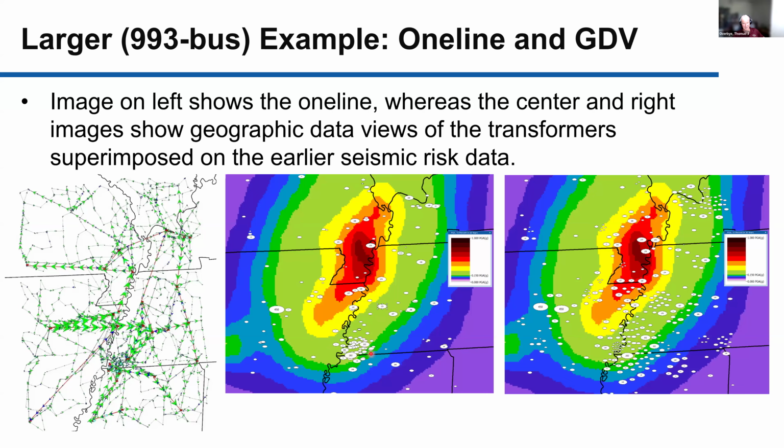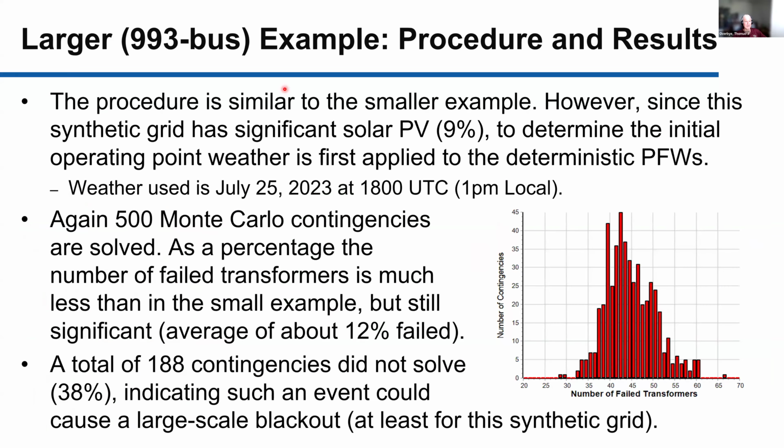You just can't see them because they're kind of geographically on top of one another. When we did the analysis, I ran 500 Monte Carlo contingencies. This is the histogram of how many transformers failed. Fewer transformers failed, about 12% failed now, but it was still a lot of transformers, and it still resulted in about 38% of the power flow cases not converging.